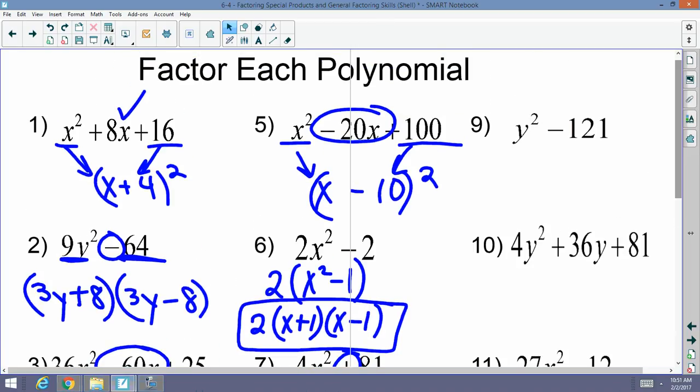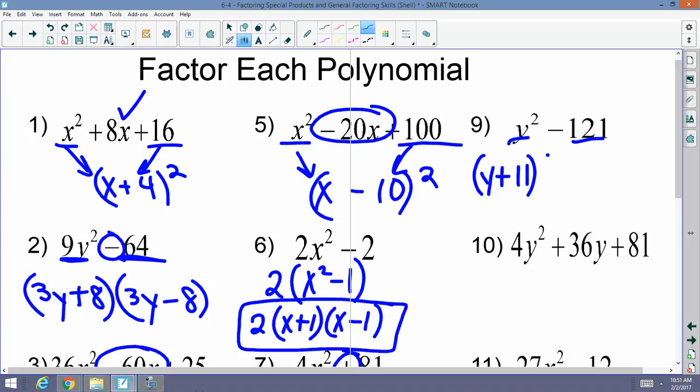Y squared minus 121. Okay, is this a perfect square? Is this a perfect square? Are they being subtracted? So it's a difference of squares. Square root of the first term plus square root of the second term times square root of the first term minus square root of the second term. Bing, bang, boom, done.